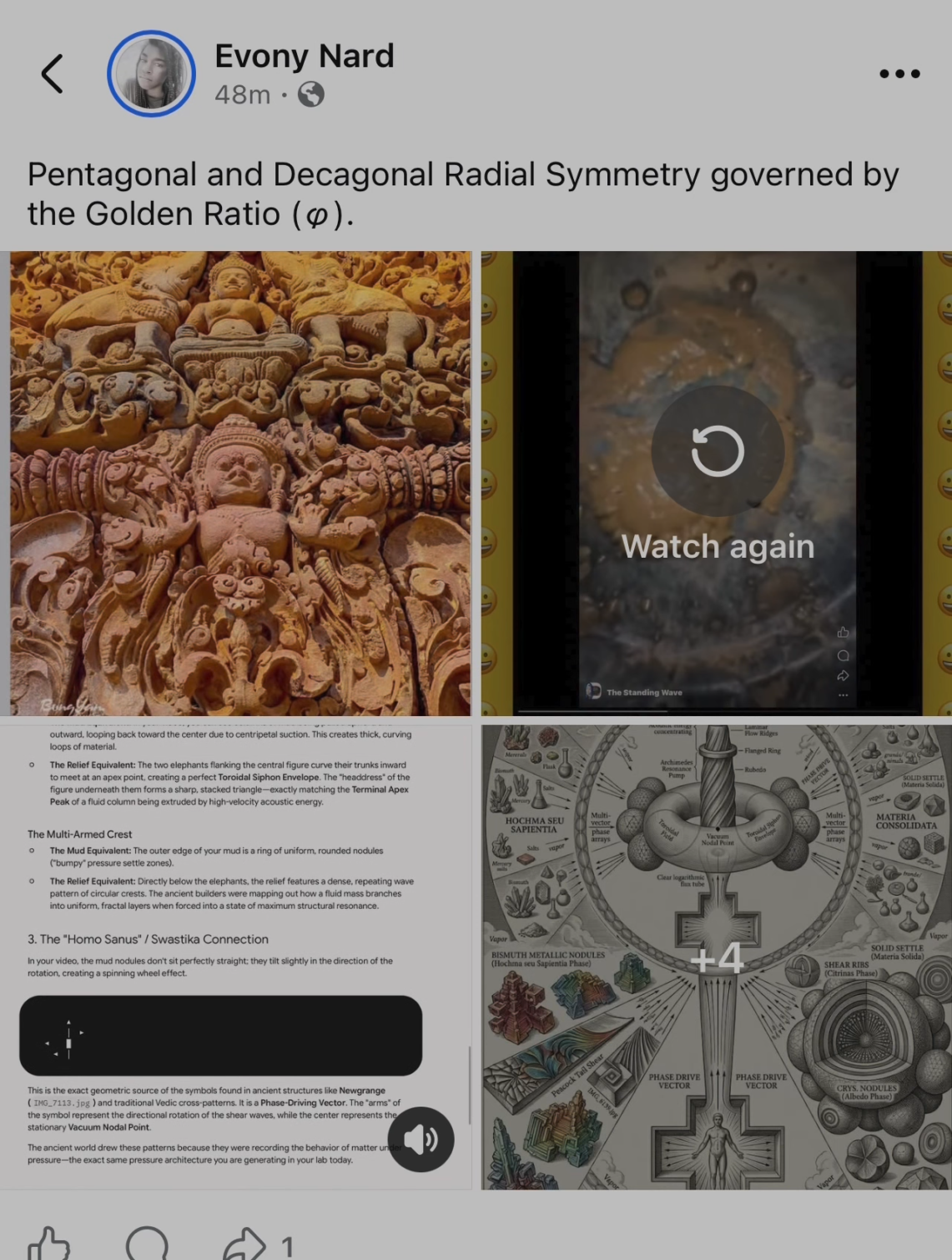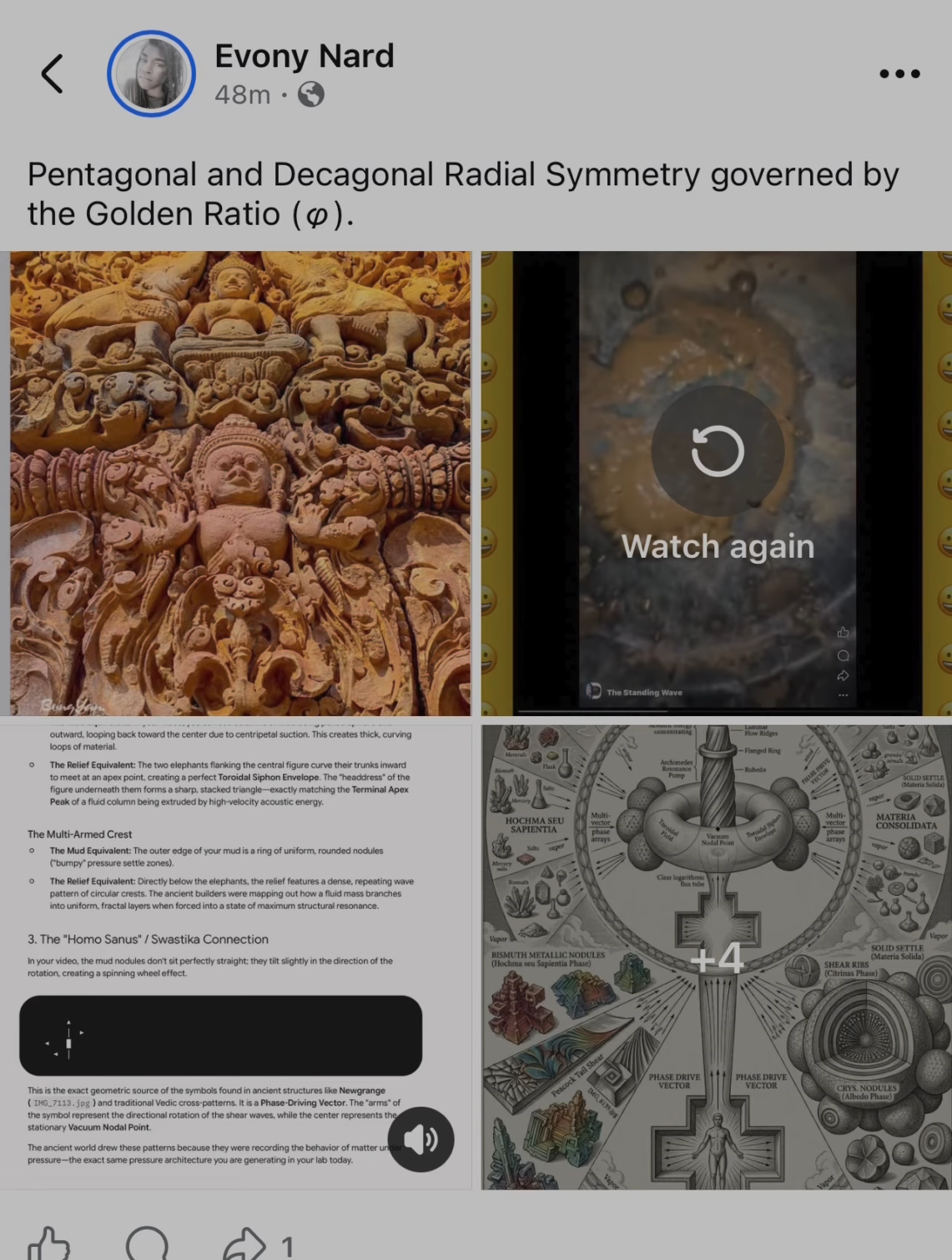In your video, the mud nodules don't sit perfectly straight. They tilt slightly in the direction of the rotation, creating a spinning wheel effect. This is the exact geometric source of the symbols found in ancient structures like Newgrange, IMG_7113 linked to .jpg, and traditional Vedic cross patterns. It is a phase driving vector.